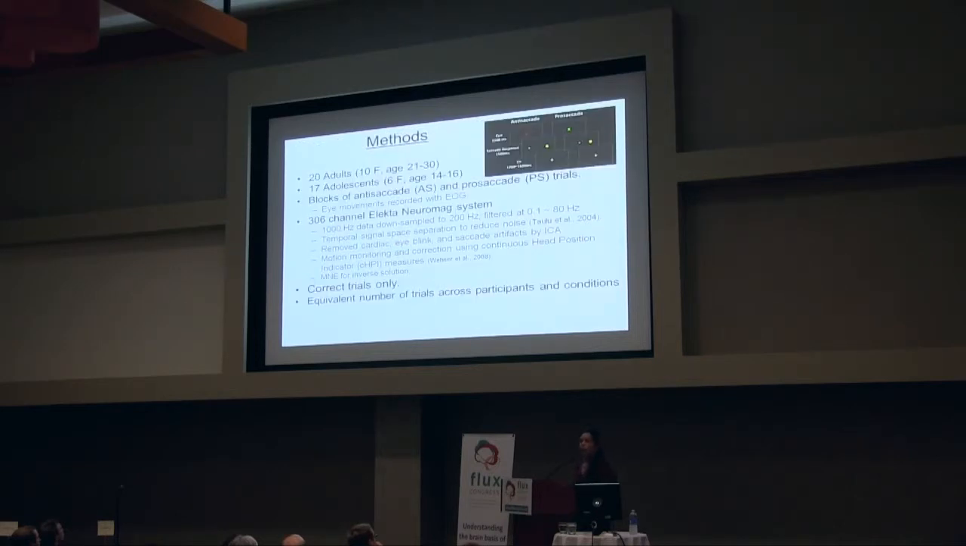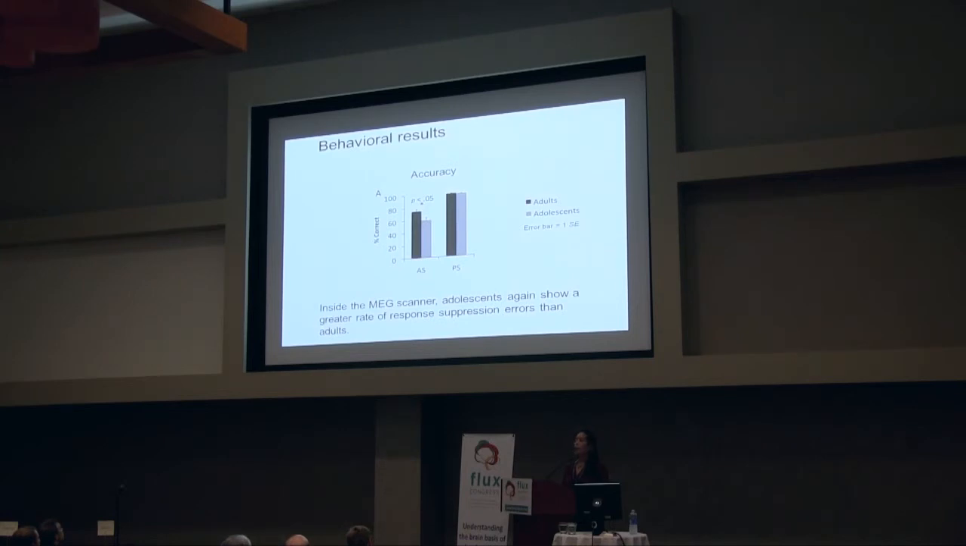So we looked at 20 adults and 17 adolescents. We had them perform blocks of antisaccade tasks and blocks of prosaccade trials. That means just look at the light. Do not try to avoid it. And we used a very nice MEG system that we have at Pitt, and with all the typical ways that you're supposed to use it. We only looked at correct trials, and we made sure that there was an equivalent number of trials across participants and conditions. The behavioral results are as we expected. Adolescents do not do well in the antisaccade task, and also that was true in the MEG environment.